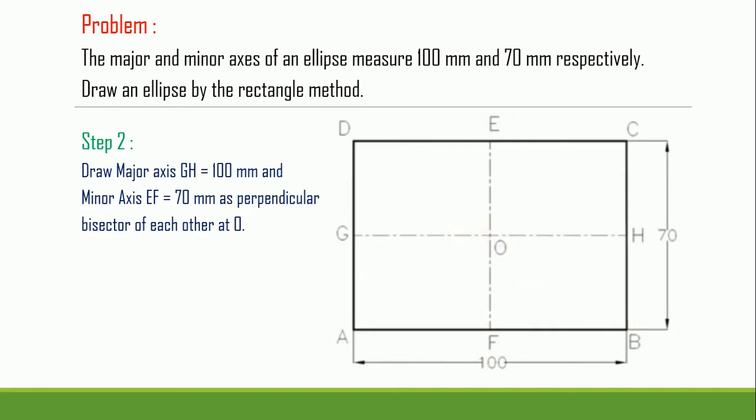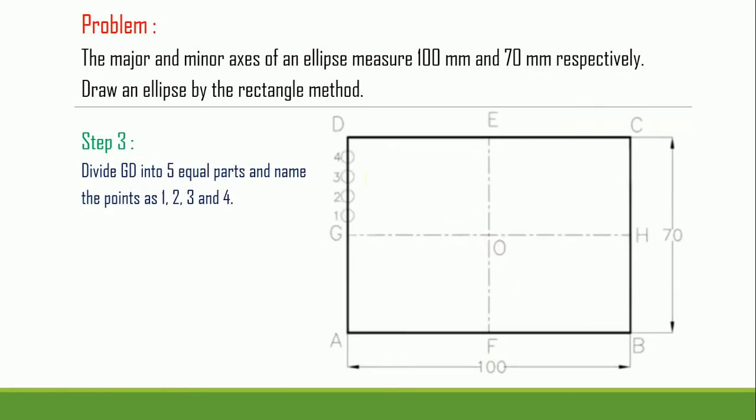After having the rectangular box, we have to draw the major axis and the minor axis with the given dimensions, 100 mm and 70 mm respectively, and they are perpendicular bisectors of each other at point O. That is step number 2. Moving to the next step.